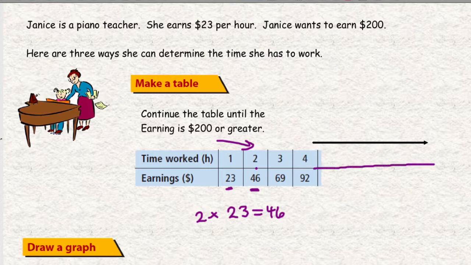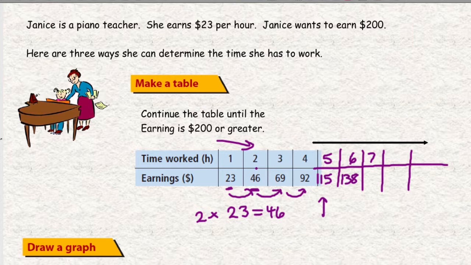So if we had to continue our table, what we need to do is figure out how many hours I have to work to make $200. So 5, 6, 7, I don't know how many hours right now, but let's try 5 times 23. I make $23 an hour. That's $115. If I do 6 times 23, I get $138. You might see another way to do this. This is going up $23 every time, right? The rate is $23 per hour. So I could also just keep adding 23. So 7 times 23, or add another 23, I get $161.